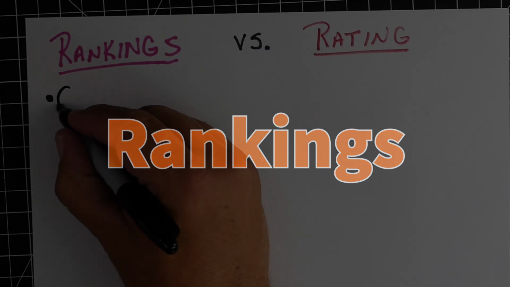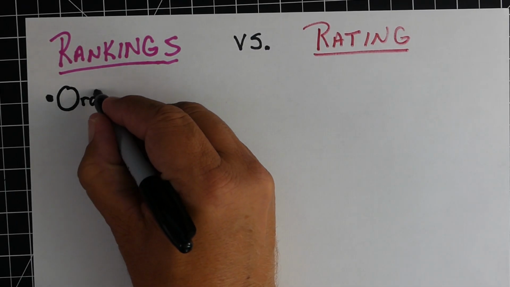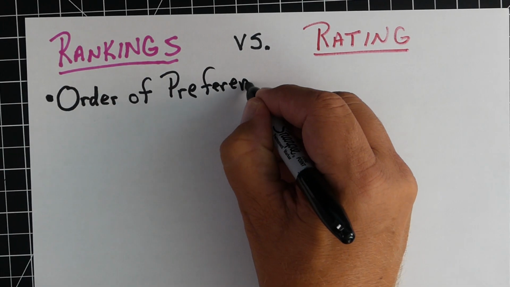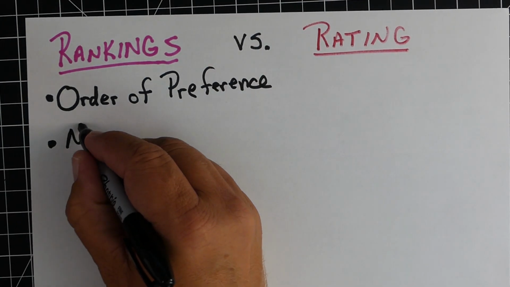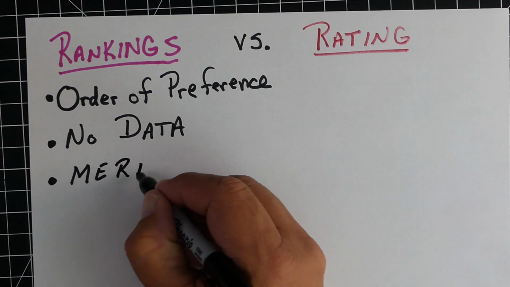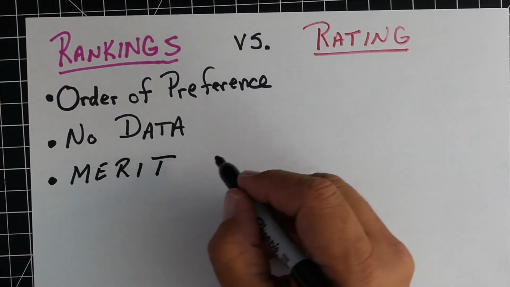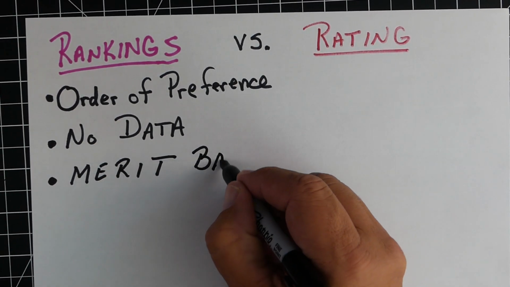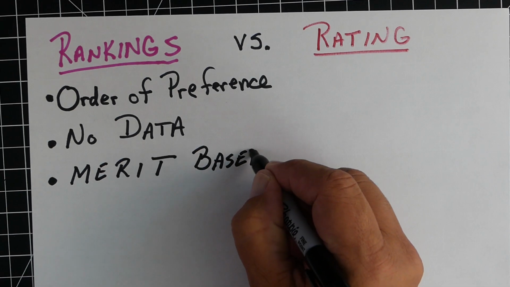If we're talking about rankings, we're talking something that's like a personal opinion or an order of preference. These are the teams that you think are better. It's not based on a mathematical calculation or a formula, but it's sort of merit based. So what have you seen on the field? Has this team beat that team? And what does the old eyeball test show us?